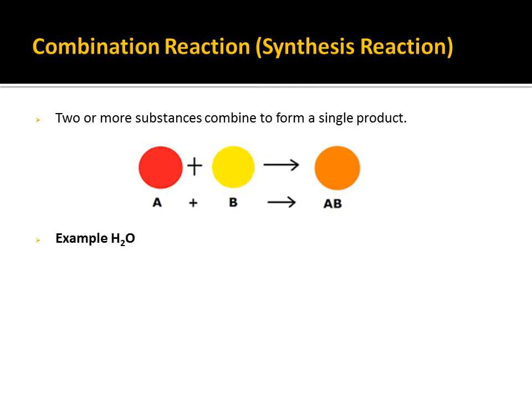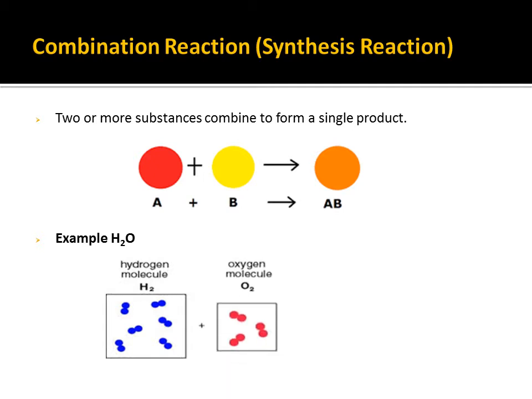Come to the other example. We will see the example of water, how the water molecule forms. So here again we have two substances. One is hydrogen, the second one is oxygen. Both of them combine together and make the water molecule. That's why the formation of the water molecule comes under combination reaction.